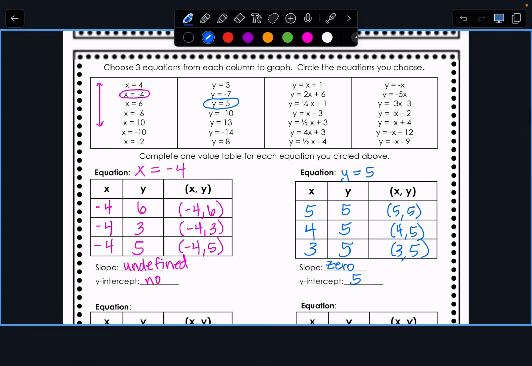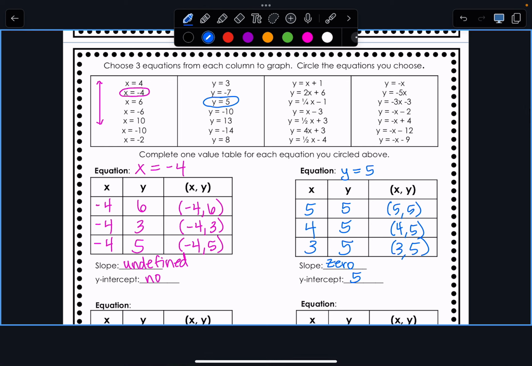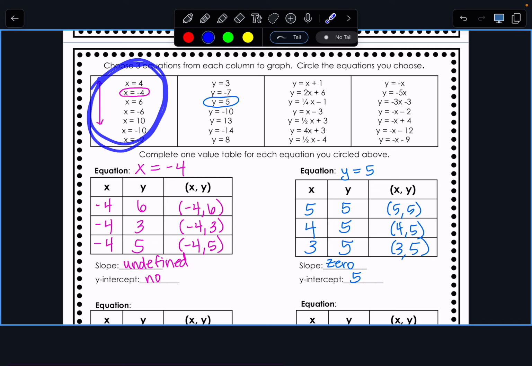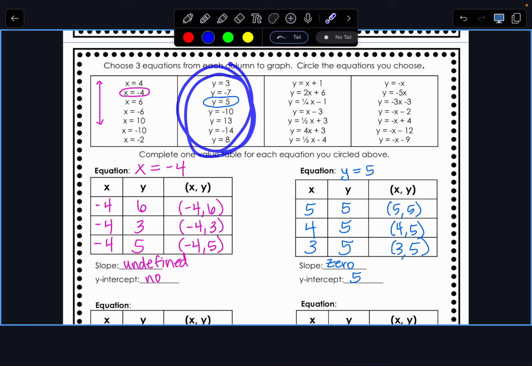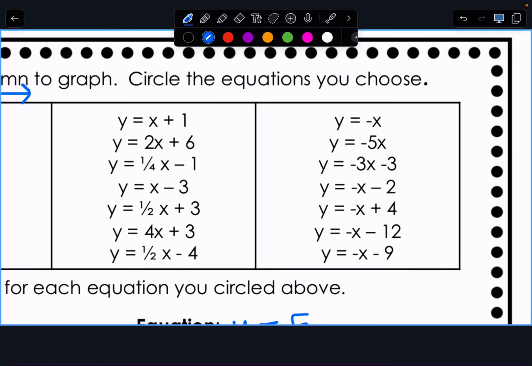Okay, so basically, the one I did in pink, over here, all of these are going to be vertical lines with undefined slope. There's no y-intercept. Over here, these are all going to be horizontal lines with 0 slope, and there will be a y-intercept. Now, what do you notice about the next two columns?